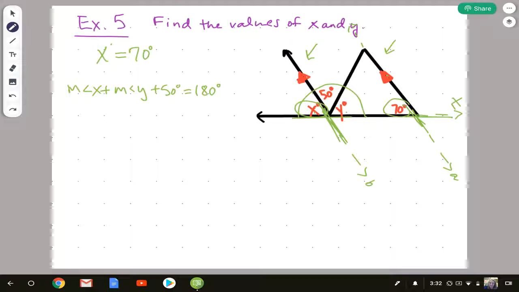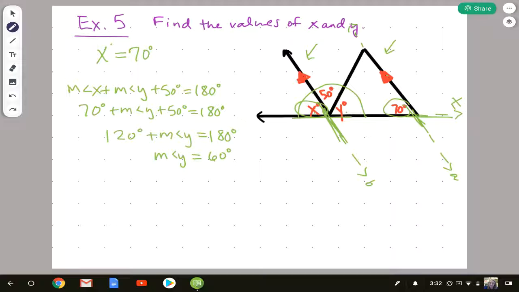I know what measure of angle x is. It's 70. So that means 70 plus 50 is 120, plus the measure of angle y equals 180. And then I would subtract 120 from both sides, and I would get measure of angle y equals 60 degrees. So in this case, the only two things I had to find were x and y.